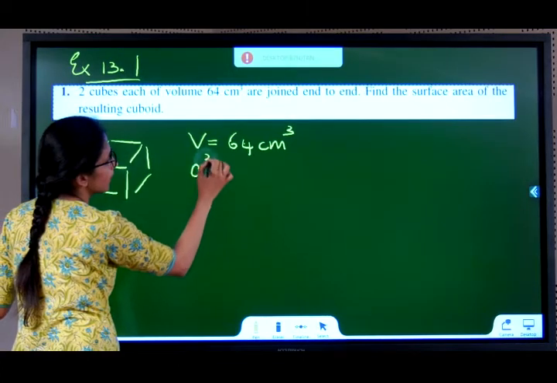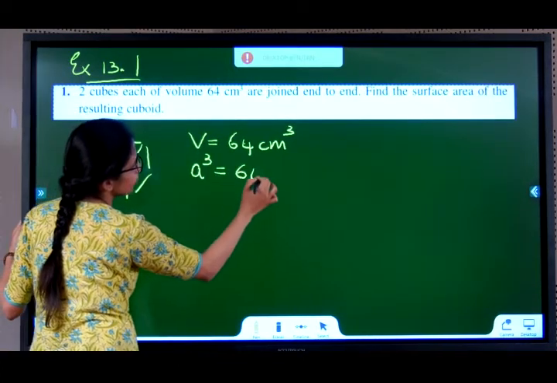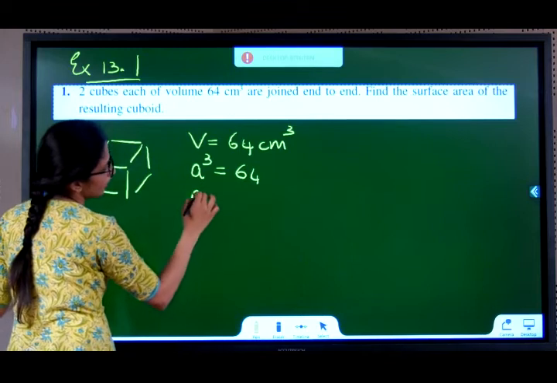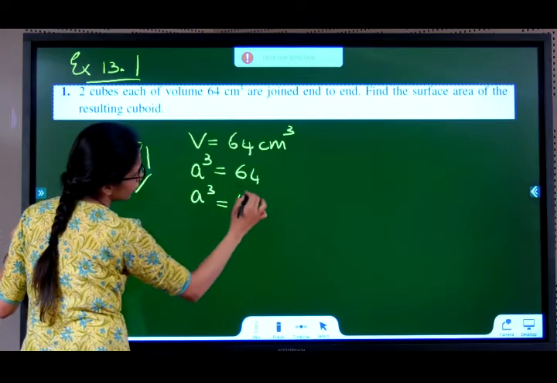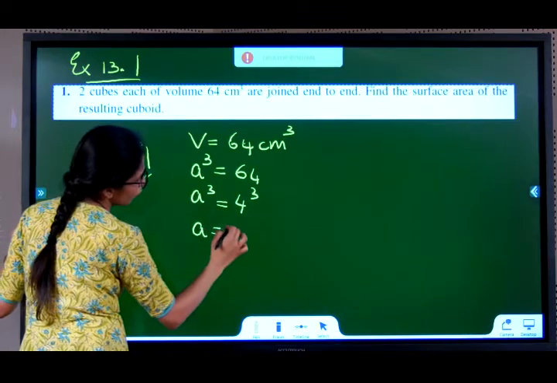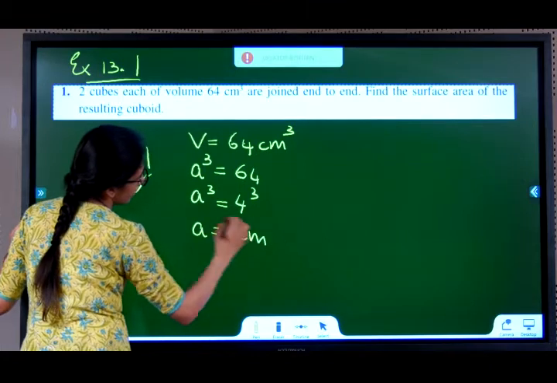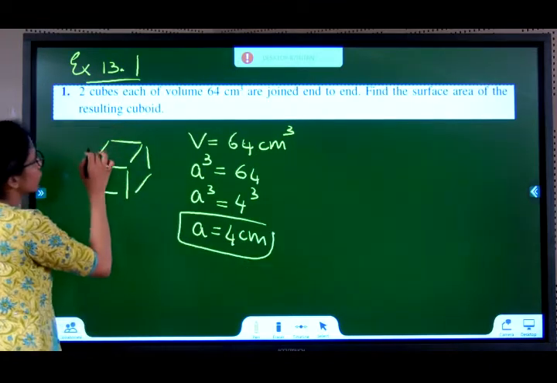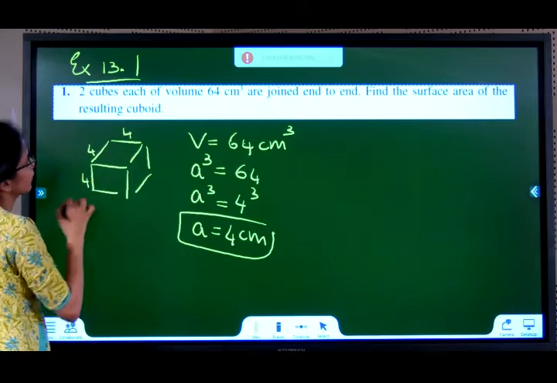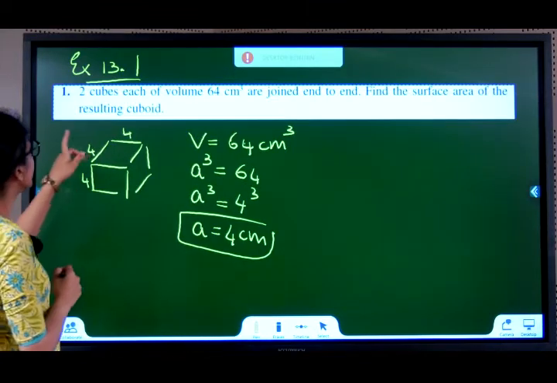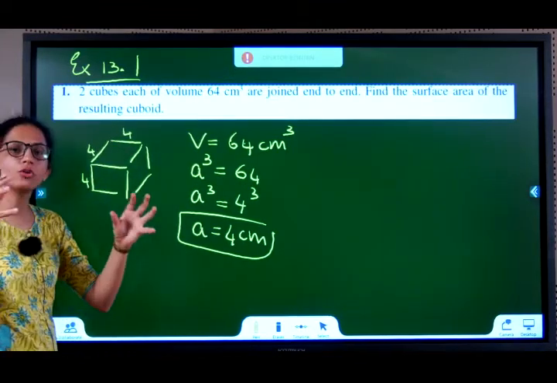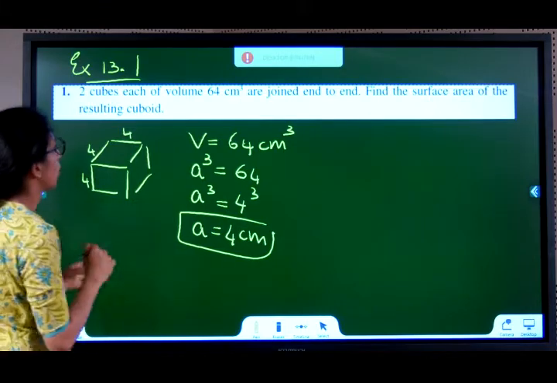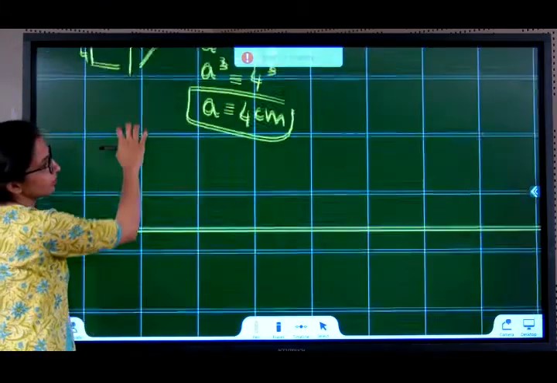Volume of a cube formula, a cube, is equal to 64. a cube is equal to 4 cube. a is equal to 4 centimeters. The edge length of this cube is 4. Find the surface area of the resulting cuboid. Now take two cubes and join them. What is the surface area of the resulting cuboid?